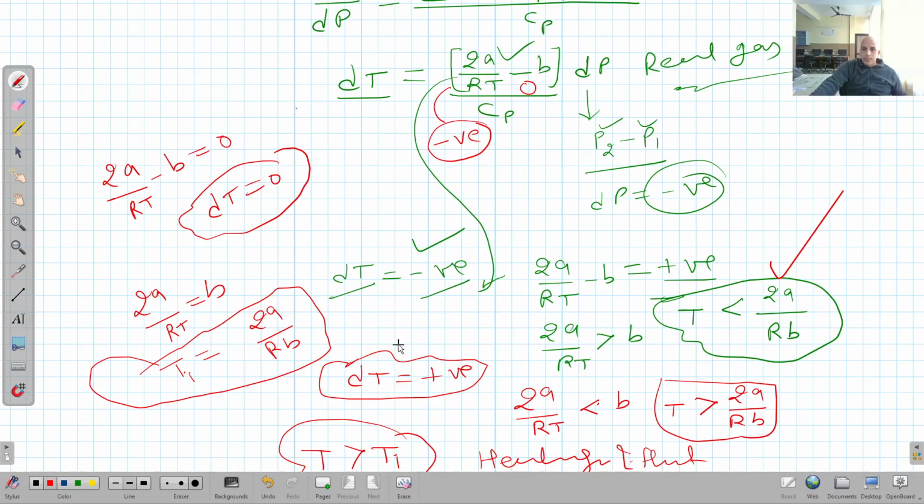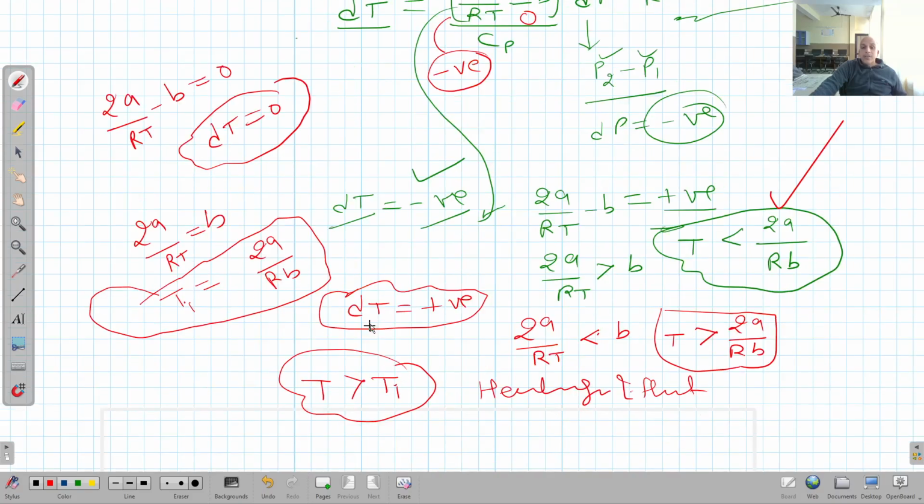Now, as I told you in the beginning, for most of the gases, we get a cooling effect. For example, nitrogen, oxygen, right? Because the temperature of inversion is high. It is quite above the room temperature. So when we take these gases for this experiment, we get the cooling effect.